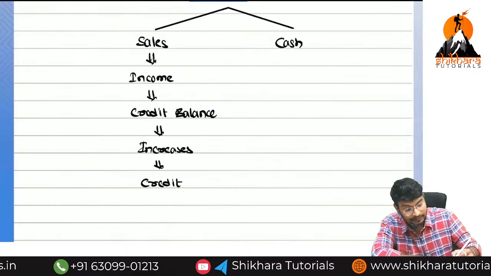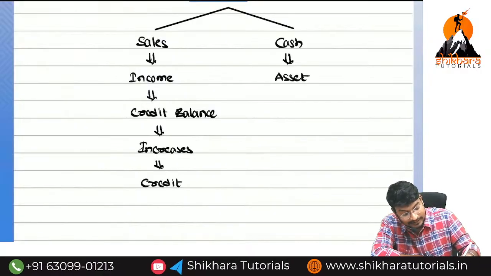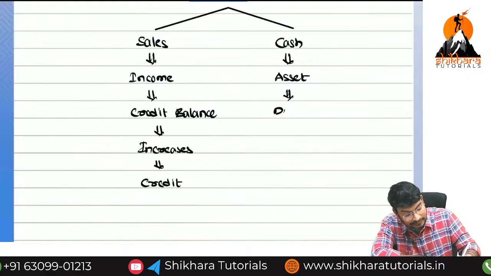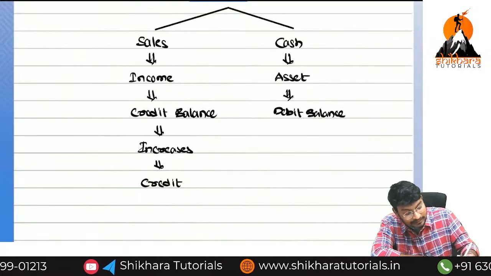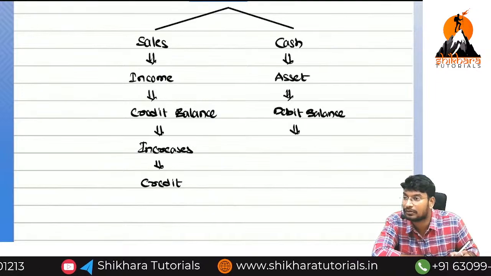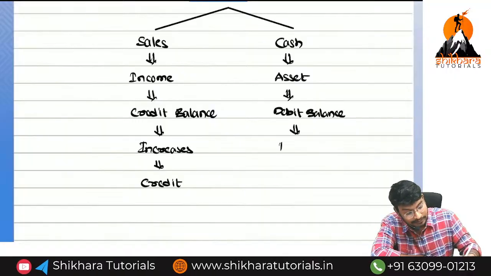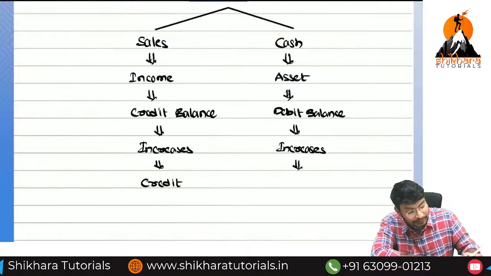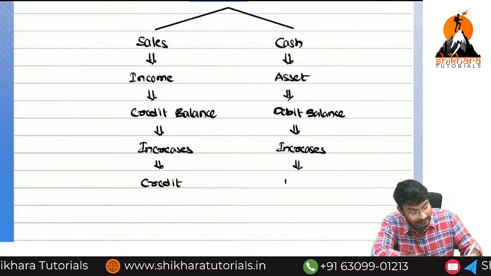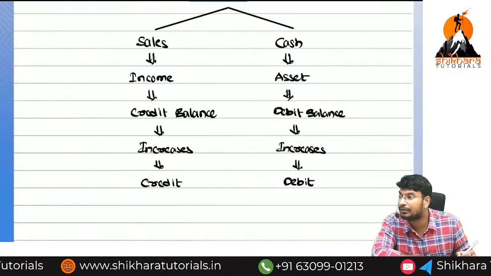Next, cash. Cash means asset or liability? Asset. Asset will have which balance? Debit balance. We are selling the goods, means cash will come into the business or go out? Come in. Comes in means increases or decreases? Increases. So what we need to do? Debit. So if the debit balance increases, we need to do debit. If the debit balance decreases, we need to do credit.